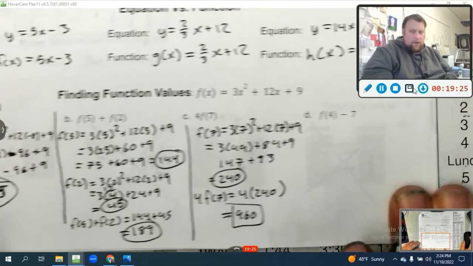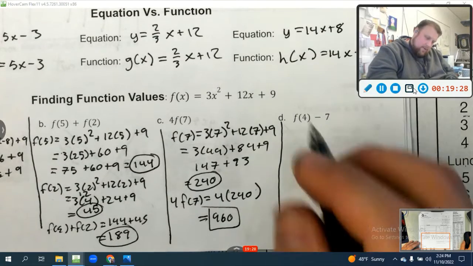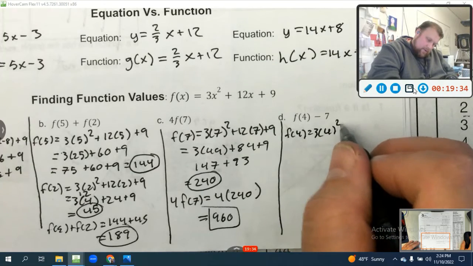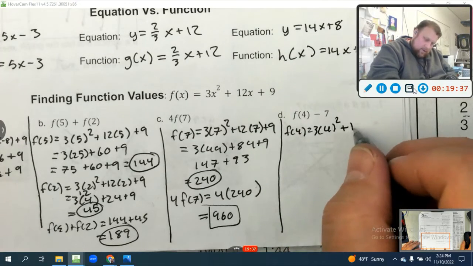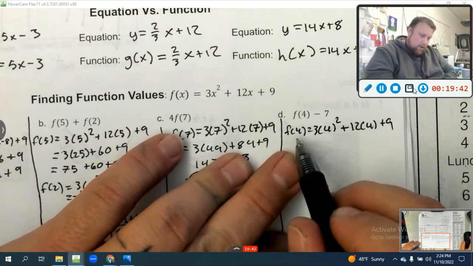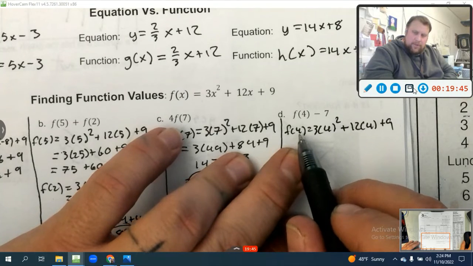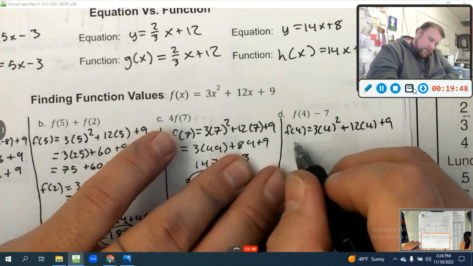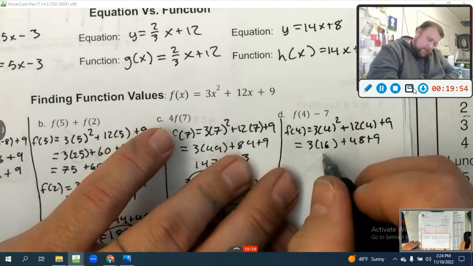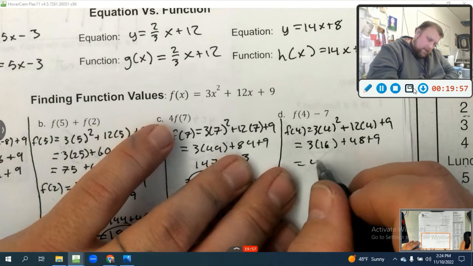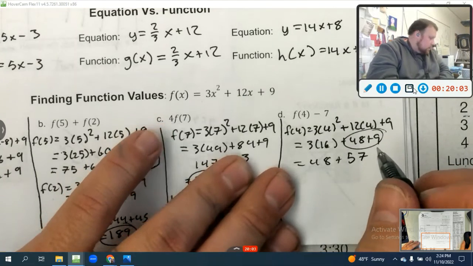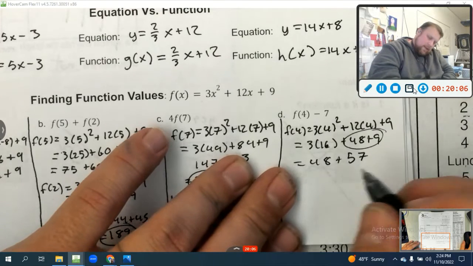One last problem to try. I know, it's a lot of work, right? f of 4 simply equals 3 times 4 squared plus 12 times 4 plus 9. I'm really trying to hammer in that we just plug in whatever our function is, that number inside the function notation is what we're plugging in for x. So this equals 3 times 16 plus 48 plus 9, which is 48 plus 57. What's 48 plus 57? That is 105.